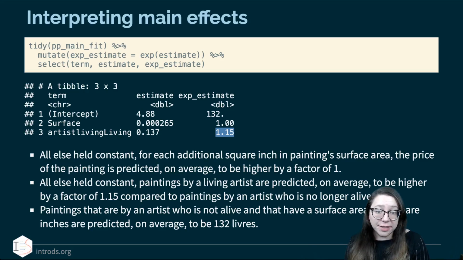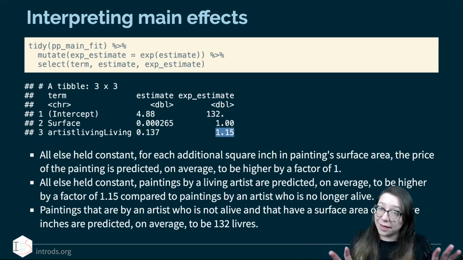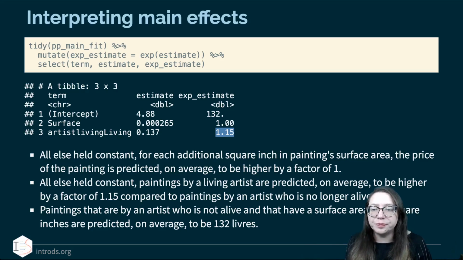So all else held constant, paintings by a living artist are predicted on average to be higher by a factor of 1.15 compared to paintings by an artist who is no longer alive. So we're expecting the paintings by artists who are living to be more expensive, and more expensive by a factor of 1.15, given that we're looking at paintings with the same surface area.